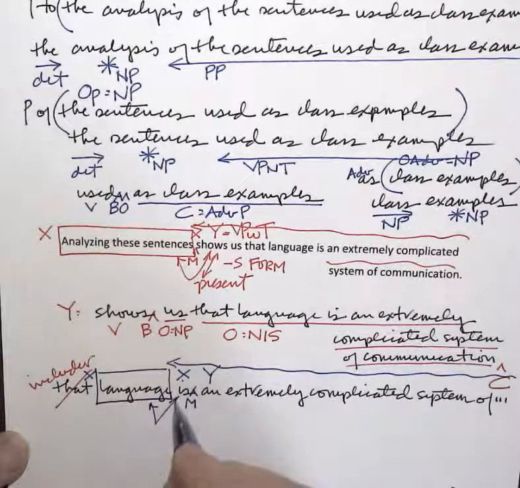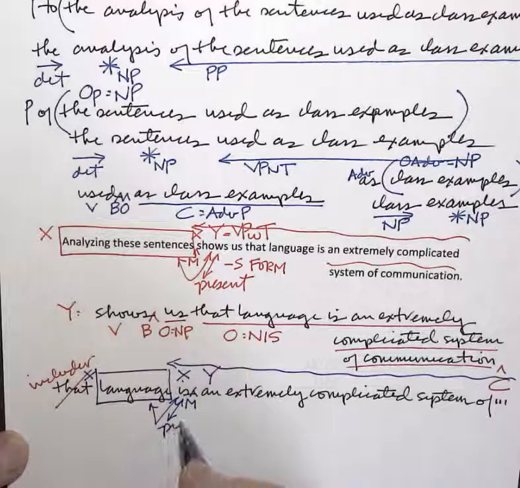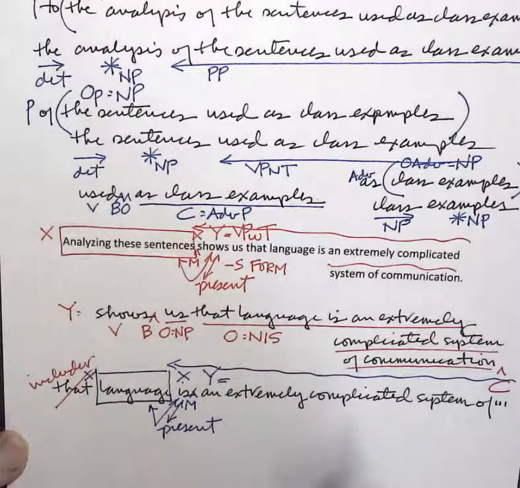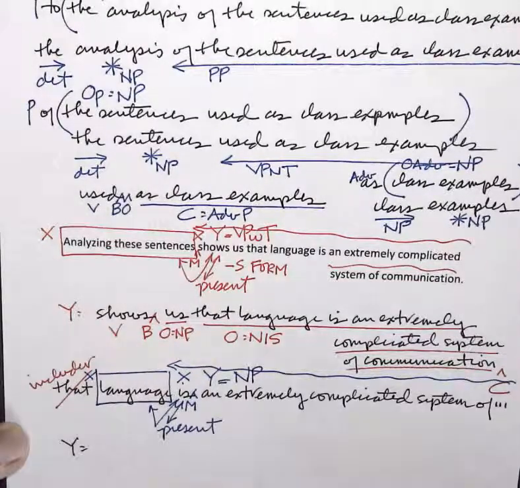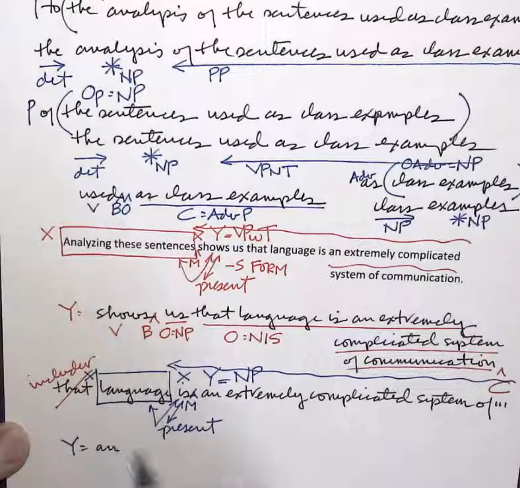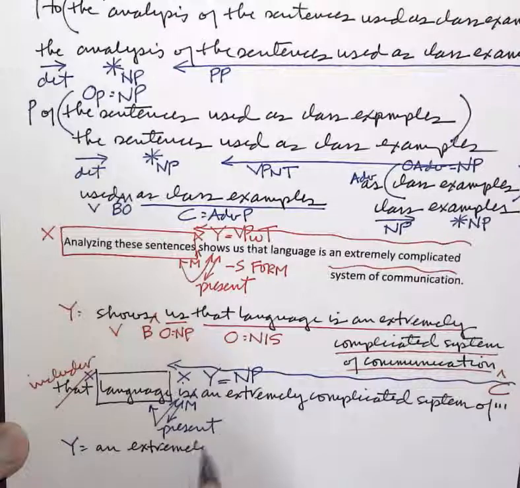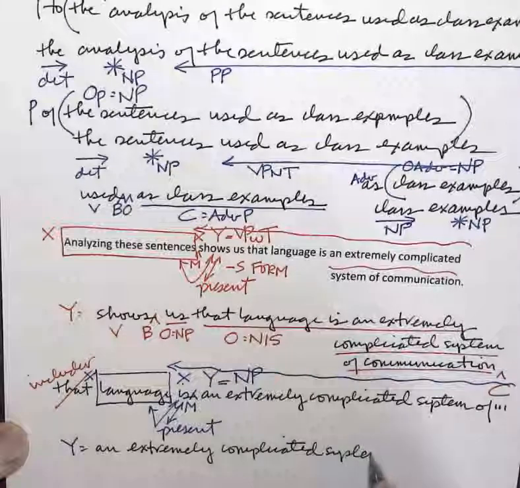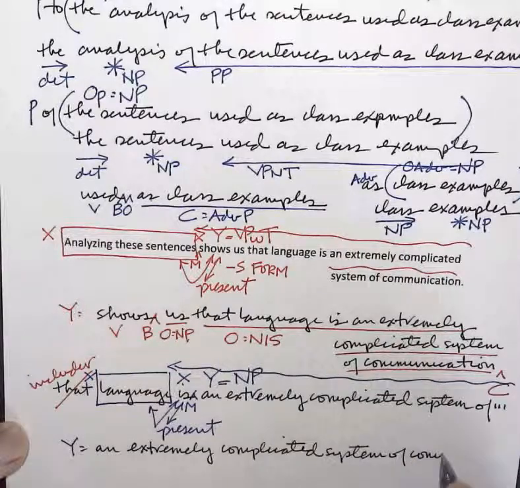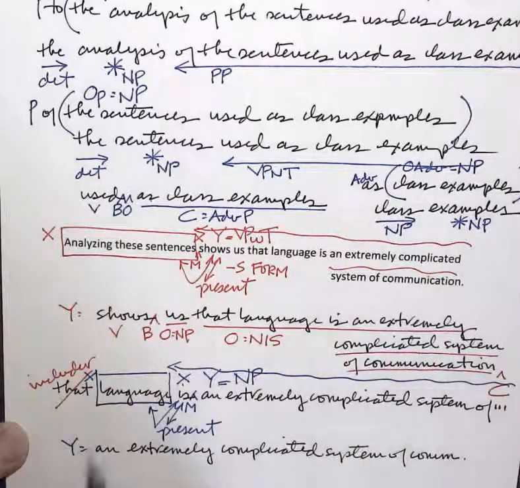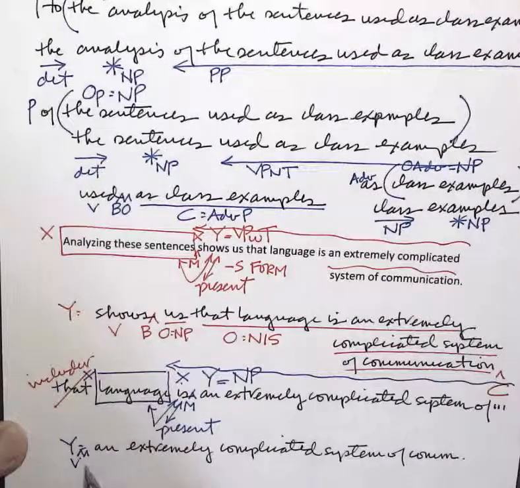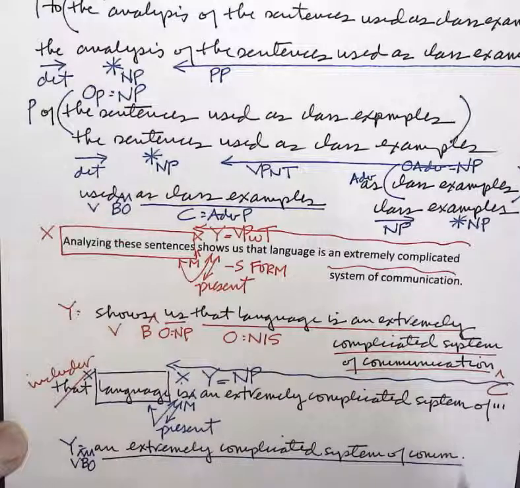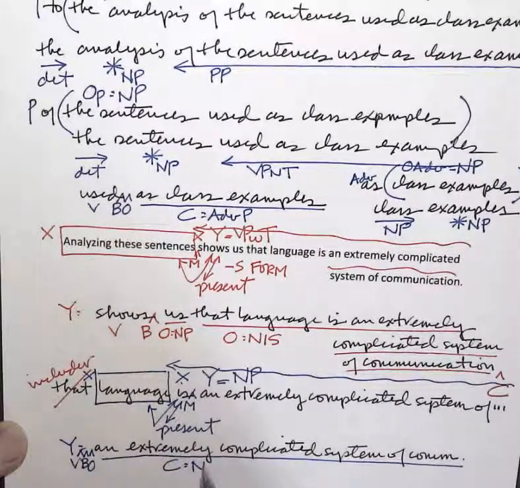Now, is ties with the subject, is ties with the present. Y, an extremely complicated system, is a noun phrase. Let's rewrite the Y. An extremely complicated system of communication, and the verb place is empty, the particle place is empty, the object place is empty. An extremely complicated system of communication is the complement. It's a noun phrase.